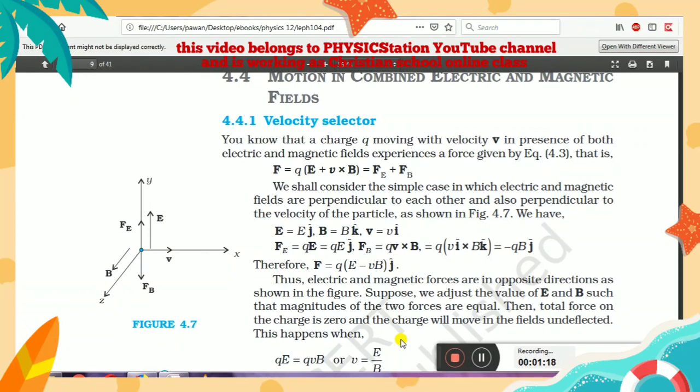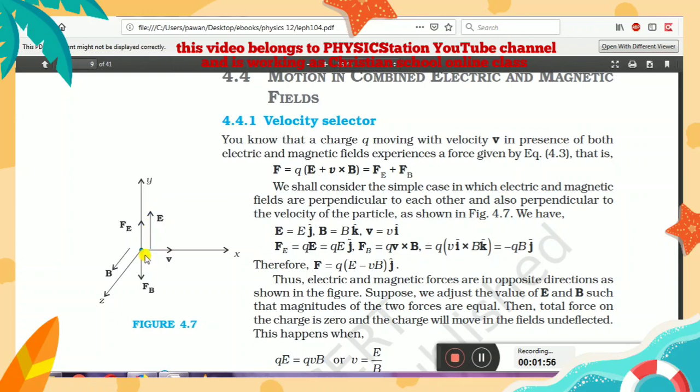If the electric field and magnetic field are crossed, that means they are perpendicular to each other. Okay, so now you can see there is a figure given, and the three directions are represented with the three axes: x-axis, y-axis and z-axis. Here B means magnetic field. The magnetic field we have taken along the z-axis and the electric field along the y-axis. These two axes, z and y, are perpendicular to each other. So we can say the magnetic field and electric field are perpendicular to each other, right?